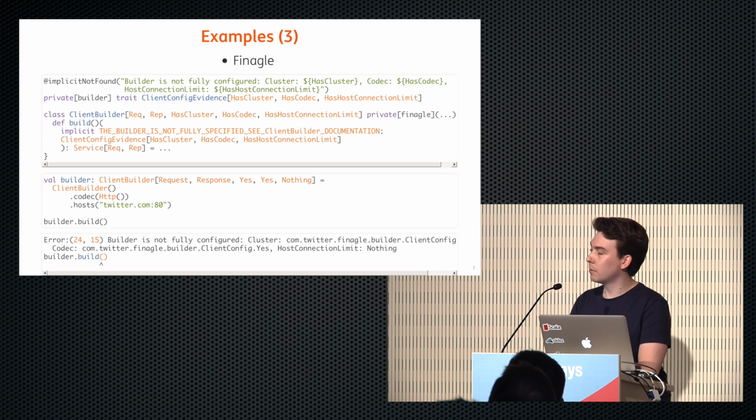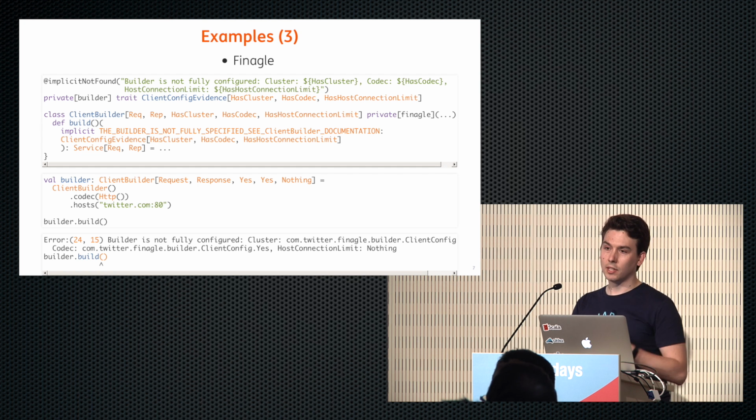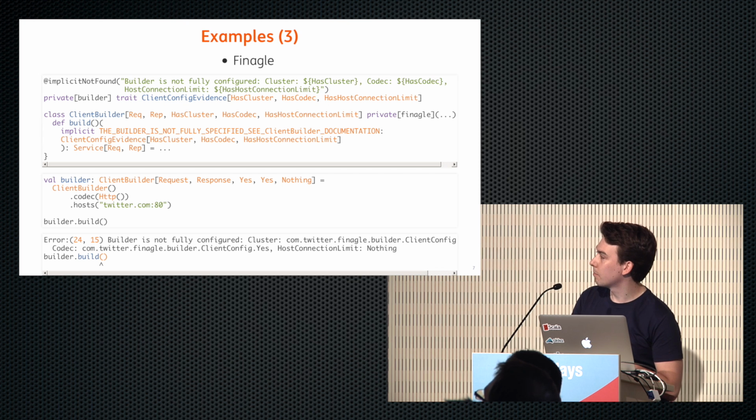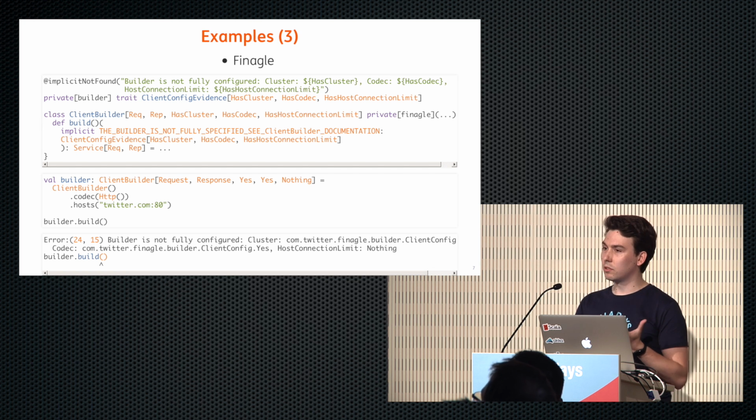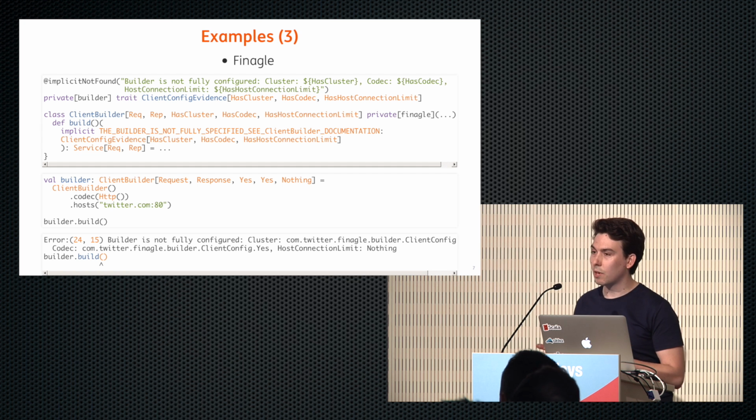So what it ends up being for the user of the library is something like this. You create a client builder, you configure the codec, you configure the hosts, but I don't configure the connection limit yet. Now, if I try to call the builder, at compile time it will already throw an error because an implicit is missing, and the custom error message is shown here. So the builder is not fully configured. Well, we still need the HasConnectionLimit. These are a couple of examples of the power of implicits.